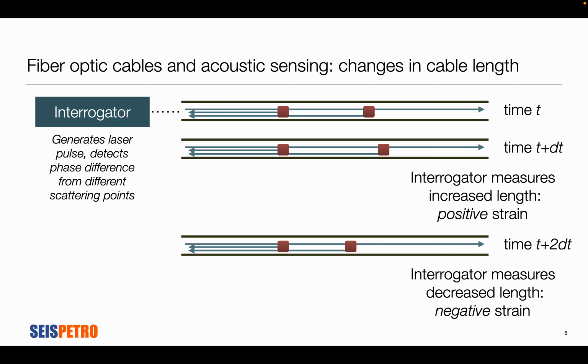If at a later time the fiber optic cable gets shorter, the scatterers get closer together, that distance between them is smaller, so the relative difference in the times at which the reflections are detected at the interrogator also decreases, and so it measures a decrease in length, or a negative strain here.